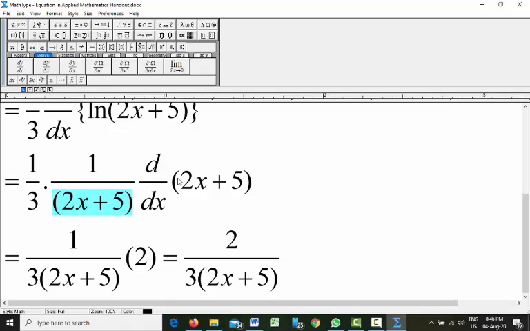Now we will do differentiation of this one. For 2x we will get only 2, and for 5 we will get 0 because there is no x. So these 2 will get multiplied by this 1. So we will have 2 in the numerator, and in the denominator we have 3 multiplied by twice x plus 5. Right, so this is the answer.